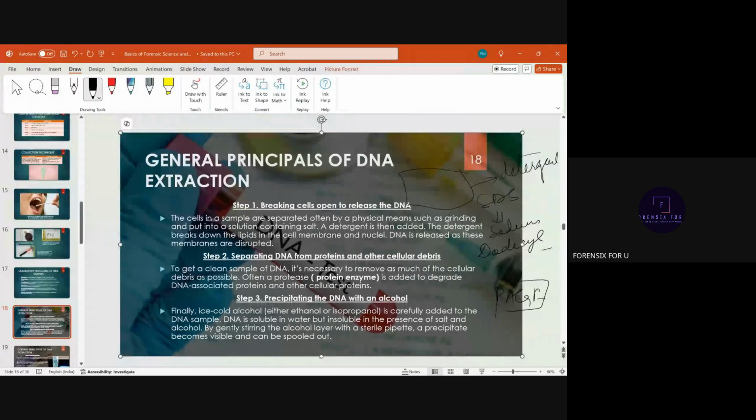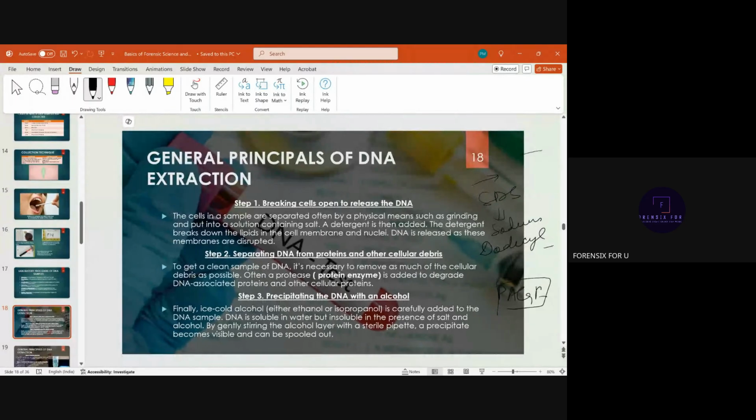Don't confuse things. You should understand what we are talking about. SDS is a chemical, SDS page is a technique. Just like ELISA is a technique, or PCR is a technique, SDS page is just a technique. It is not used in case of DNA extraction.